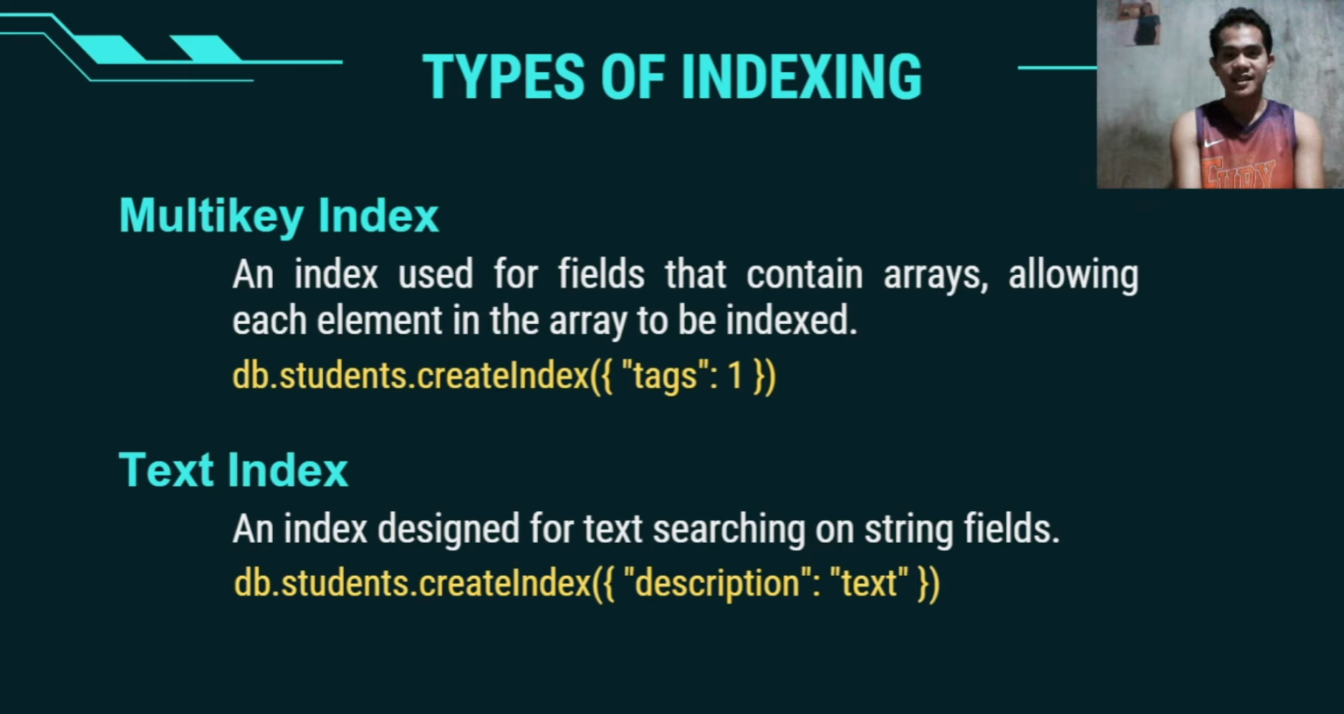A text index is created for full text search capabilities on string fields. It enables efficient searching for specific keywords across documents, such as finding all students who mention, for example, math in their descriptions or notes. This type of index is optimized for text search, allowing quick and relevant results in fields with unstructured text.